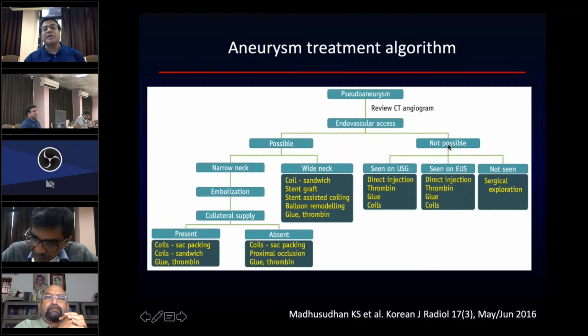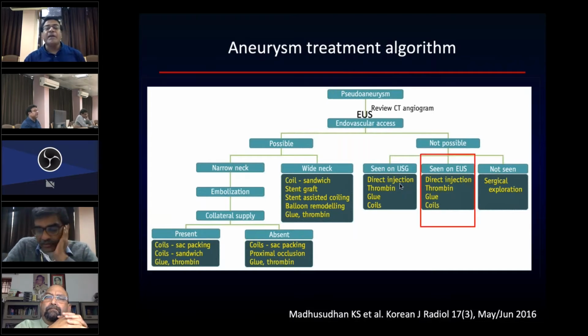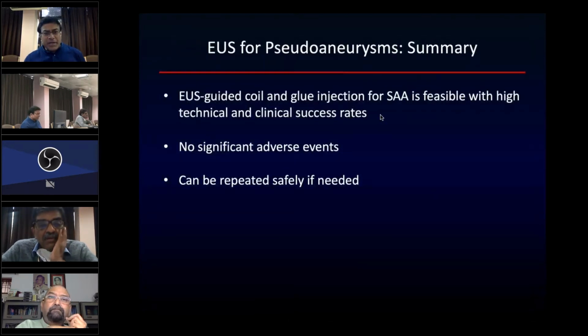If you don't have an endovascular access, then they suggest using an EUS guided approach. This is direct thrombin, glue, or coils, or you can do an ultrasound guided approach. However, what we strongly feel is that EUS can come up here as an initial approach even before we resort to an endovascular route. So to summarize, EUS guided coil and glue injection for splenic artery aneurysm is feasible with high technical and clinical success, no significant adverse events, and can be repeated safely if required.